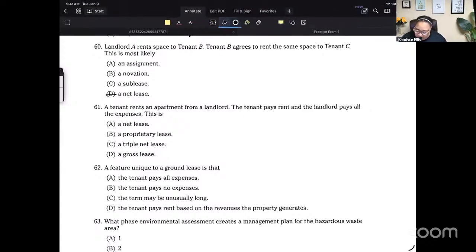I know it is not a net lease, but just as a reminder, a net lease is where the tenant pays for maintenance and taxes, all those kinds of things. So it's not a net lease. So the question is, is it an assignment? Is it a novation? Or is it a sublease? And we know the answer is C, a sublease.